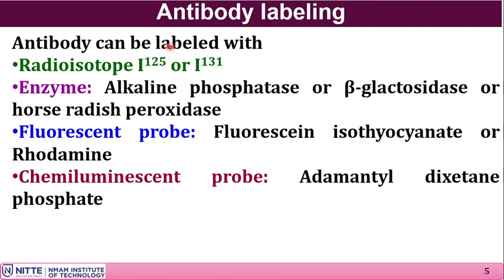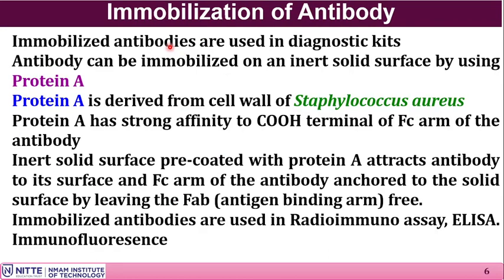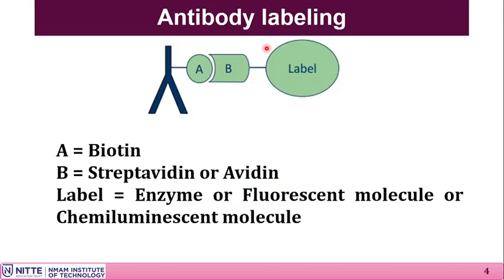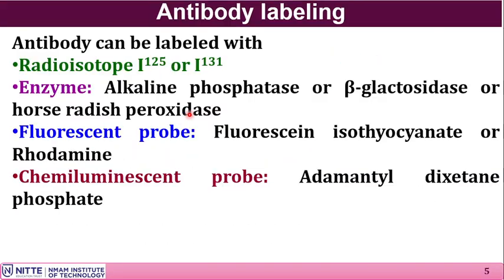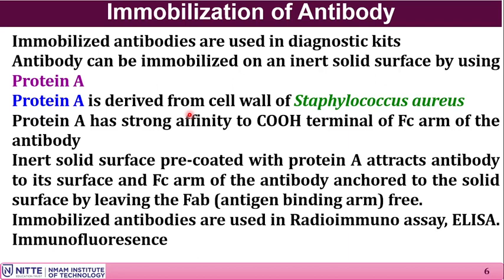Therefore, the antibody binds to the inert surface with its Fc arm, due to its affinity to the protein A, which is readily coated on the inert solid surface, in such a manner that the anchored antibody will have its FAB arms free to readily bind to the antigen that is added for the detection.